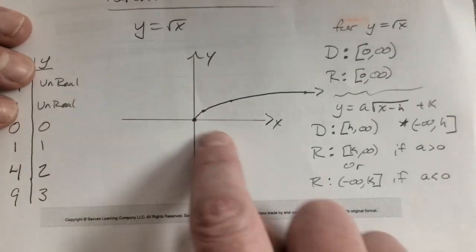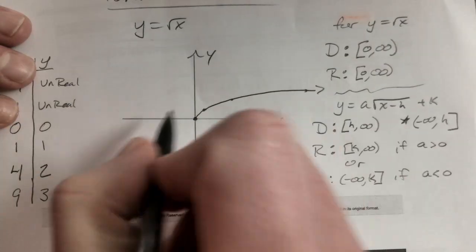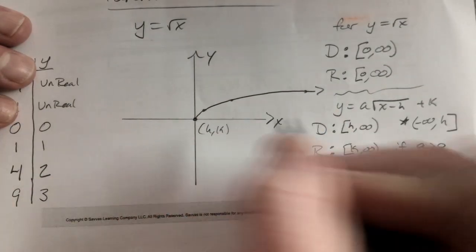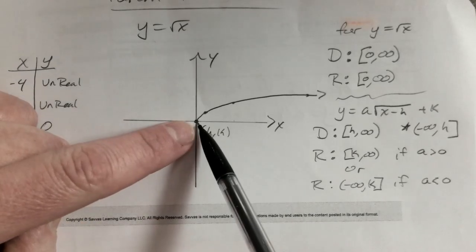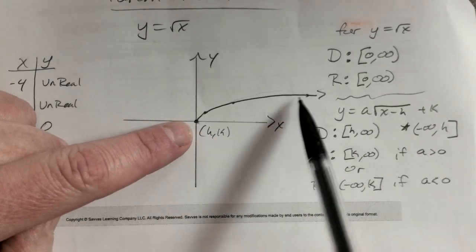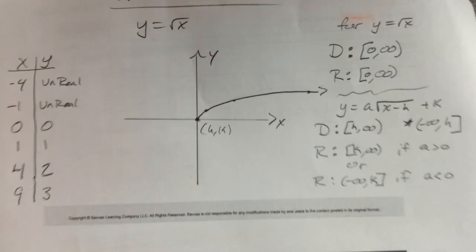All right, so then we took a look at the parent function for square roots. Square root is the shape of an eyebrow. And that starting point right there is your H comma K. And we talked about how the domain is just from 0 to infinity, our range 0 to infinity.